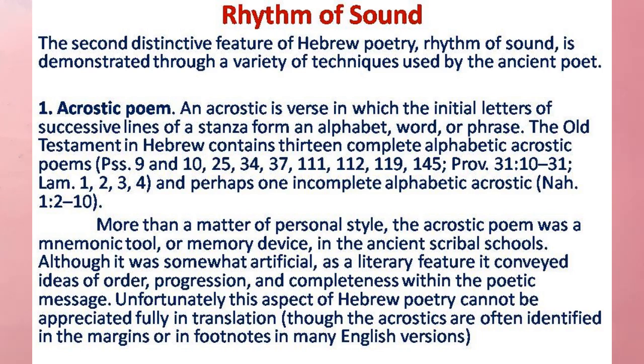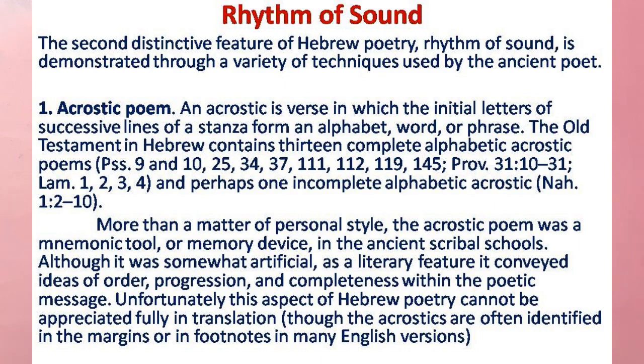Psalms 9, 10, 25, 34, 37, 111, 112, 119, 145, Proverbs chapter 31 verse 10 to 31, Lamentations 1, 2, 3, 4, are perhaps some of the examples. And Nehemiah chapter 1 verse 2 to 10 is an incomplete acrostic poem.